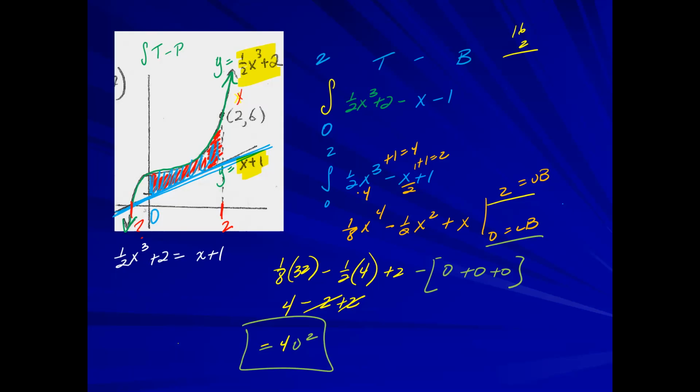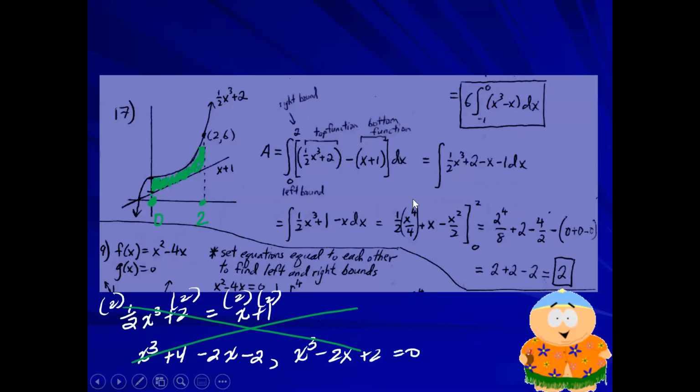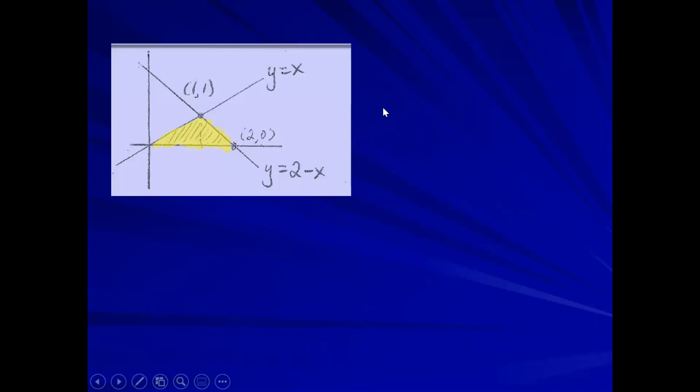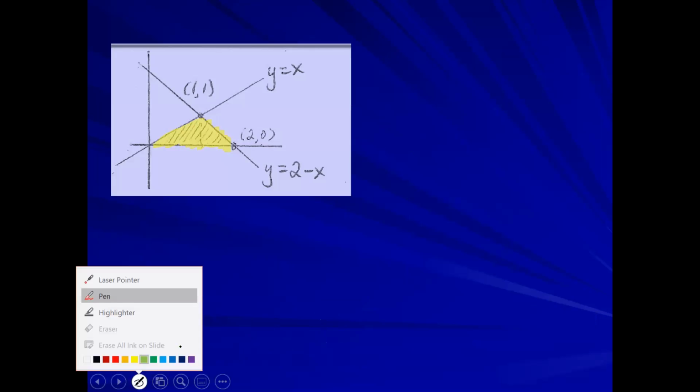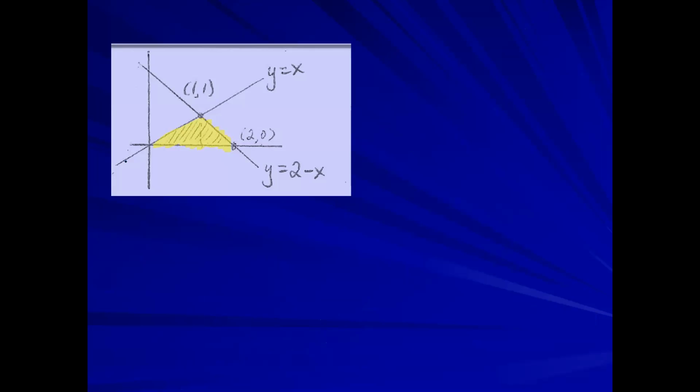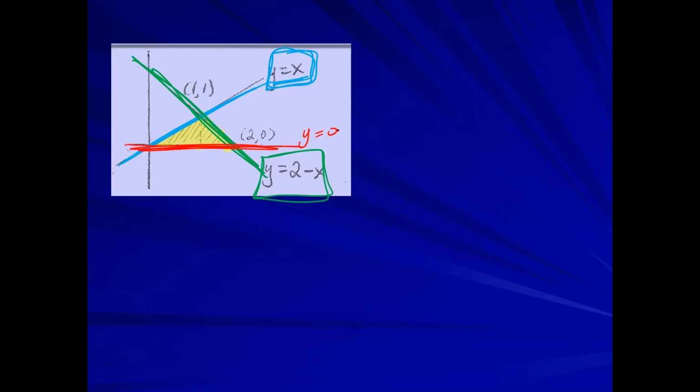All right, so then let's take a look at the next part. This is question number 2, and if you look at this here, you actually have 3 lines. So it's kind of important that you make sure you know which one's which. This blue line right here is going to be y equals x. And then you have this green line right here, which is going to be y equals 2 minus x. And then, of course, you have this line right here, which is just going to be y equals 0.